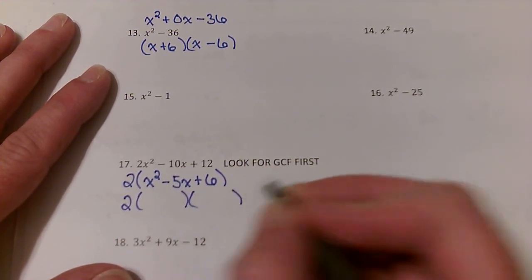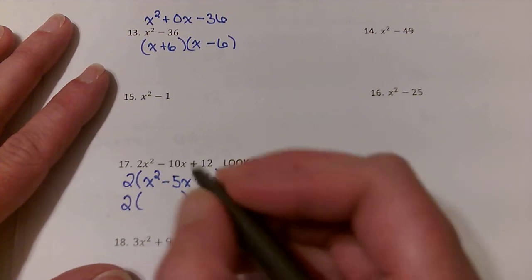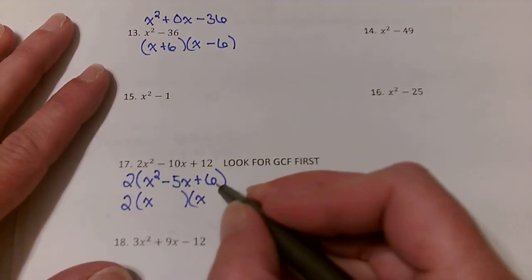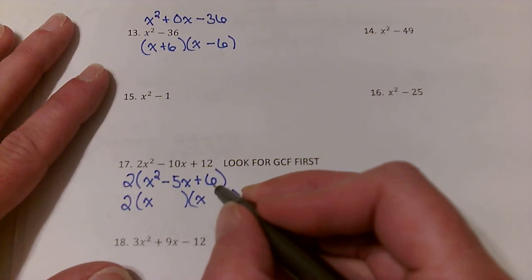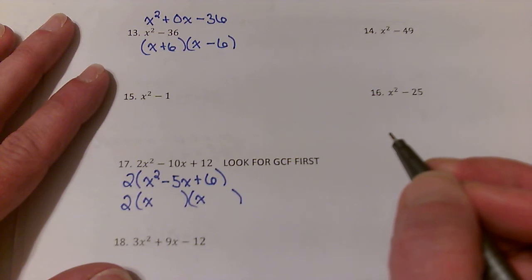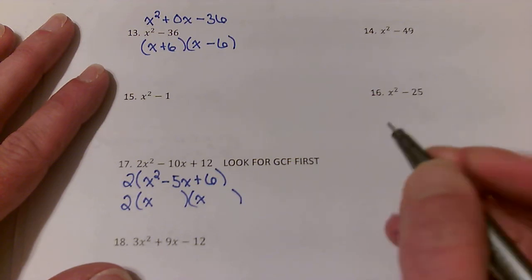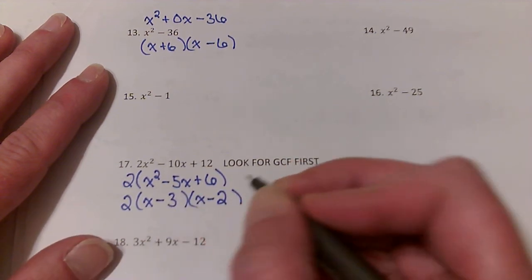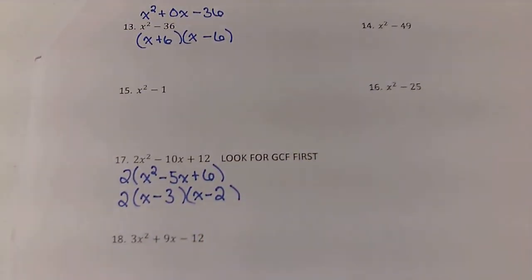Now I can factor what's in the parentheses. I know this has to be x and x. Ooh, multiplies to be a positive 6, but adds to be a negative 5. So they both have to be negative. Negative 3 and negative 2. Finish the rest of these to turn in.